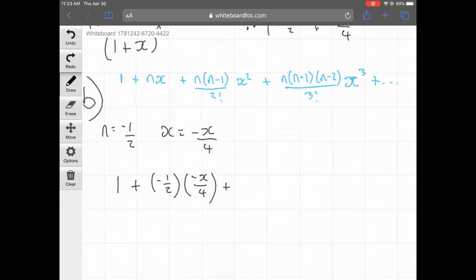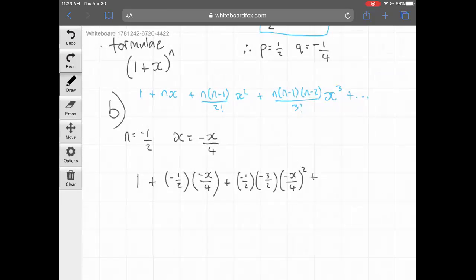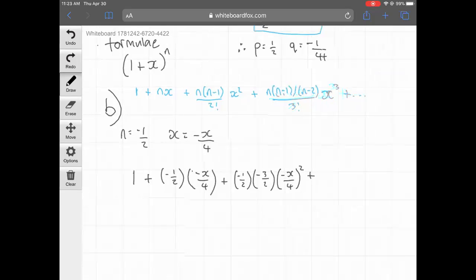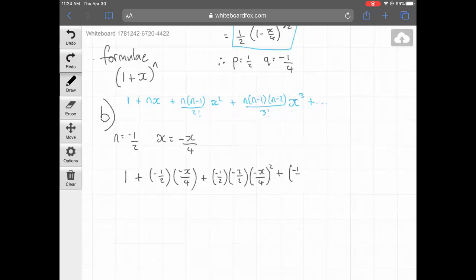So I've got 4 terms here in my formula. That's fine. So we've got n is minus a half, n minus 1 is minus 3 over 2, and then minus x over 4 squared. And then the last term, minus a half for n, minus 3 over 2, minus 5 over 2, minus x over 4 cubed.